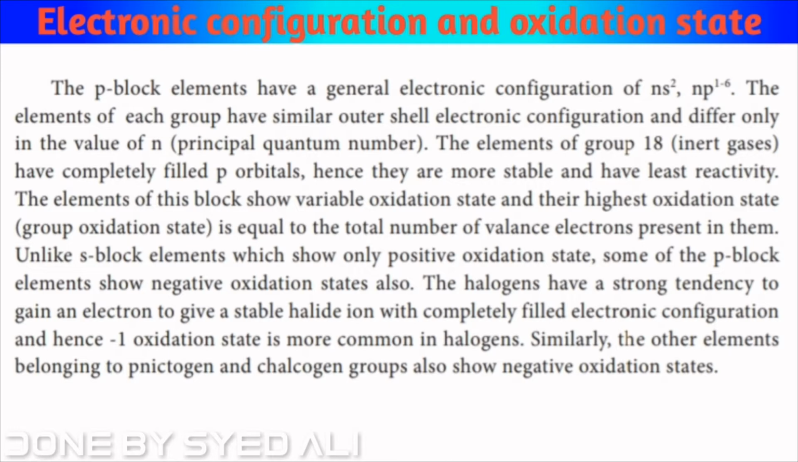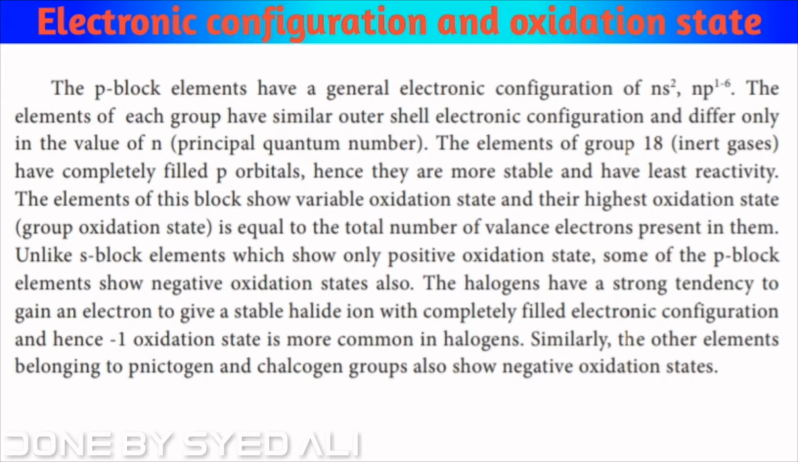The P block elements have a general electronic configuration of ns2 np1 to 6. The elements of each group have similar outer shell electronic configuration and differ only in the value of n. n is nothing but the principal quantum number, which you all have studied in the 11th standard. The elements of group 18, that is inert gases or noble gases, have completely filled p orbitals. Hence they are more stable and have least reactivity.